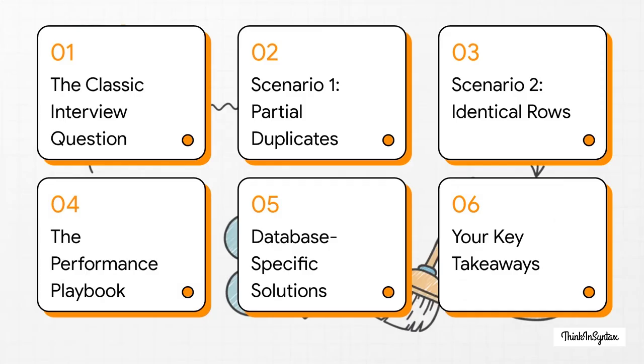We'll kick things off with that classic interview question. Then we'll tackle two big scenarios, partial duplicates and totally identical rows. After that, it's all about speed with the performance playbook. We'll check out some database-specific tricks and then tie it all together with the key takeaways you need to know.